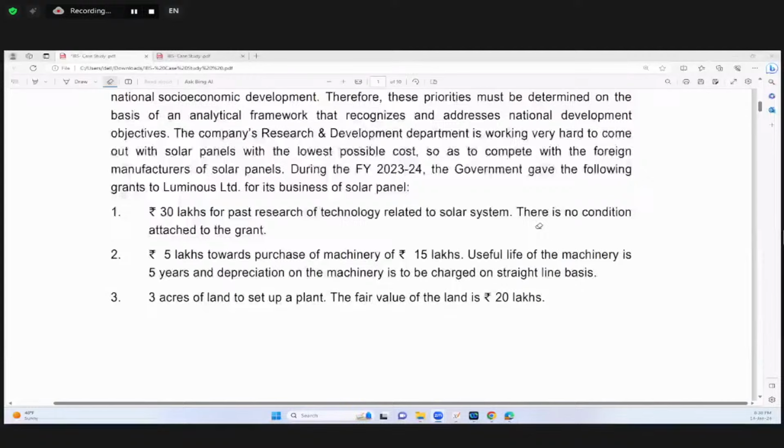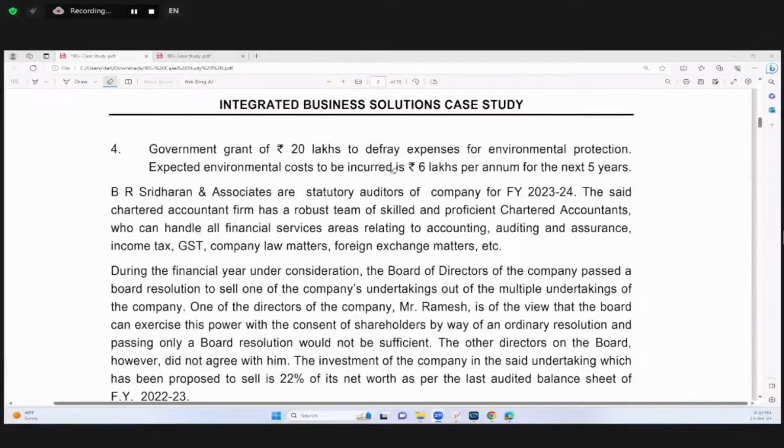So in this, the government has not put any condition. Second is 5 lakh towards purchase of machinery of 15 lakhs; this is related to a grant related to an asset, I suppose. Useful life of the machinery is 5 years and depreciation on the machinery is to be charged on a straight line basis. Moreover, 3 acres of land to set up a plant, where the fair value of land is 20 lakhs. Yes, students, the fourth grant is a government grant of rupees 20 lakh to defray expenses related to environmental protection.